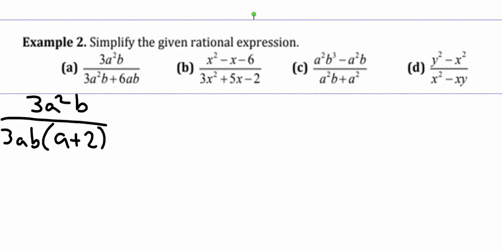So now we could do the greatest common factor method, or we could just look at this and say, well, 3 over 3, that's going to reduce to 1. A squared over A will reduce to an A in the numerator. And then B over B will reduce to 1. So you can just kind of think of it as canceling out, but they're really reducing to 1. So our final answer here would just be A over A plus 2.